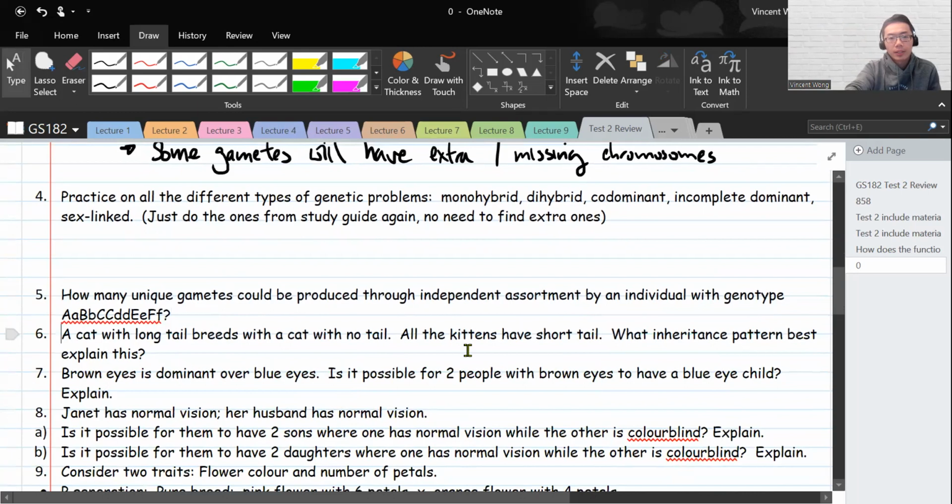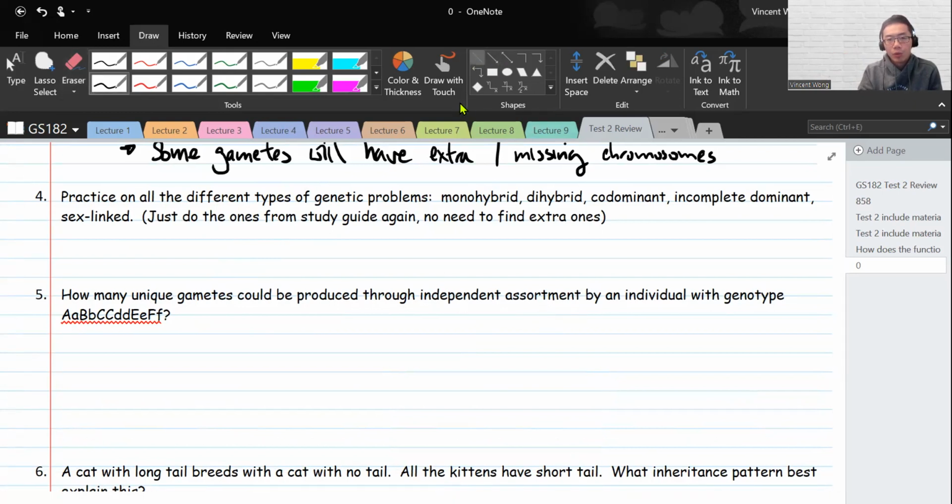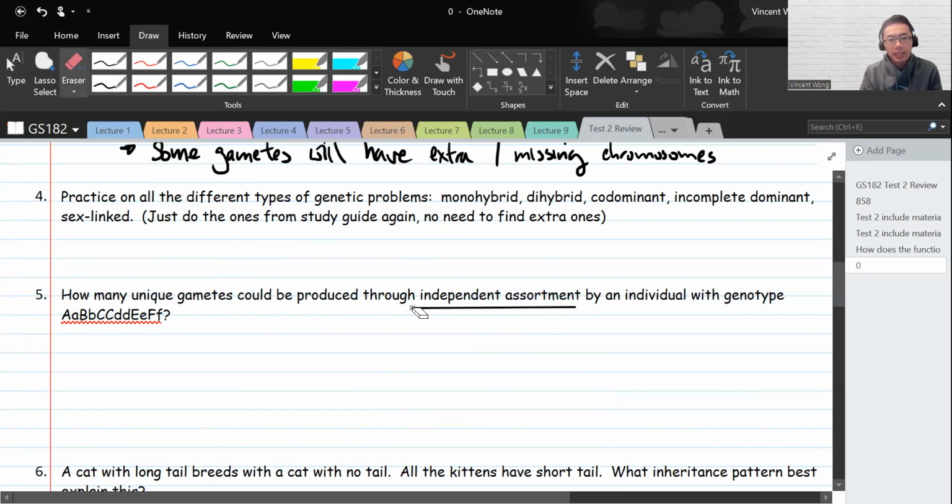Let's move on to the next one here. Now we did this question a while back. It's one of those poll questions that I do in class with you in the PowerPoints. So let's just go through it again. How many unique gametes could be produced through independent assortment by an individual with this particular genotype? Independent assortment just means that how you sort one gene into the gametes is an independent event of the next gene. So whether you get the big A or small a in one gene is not going to affect whether you get a big B or small b in the next gene.